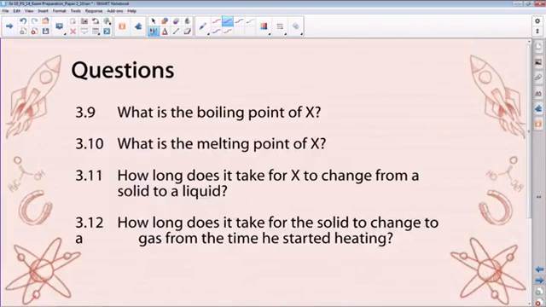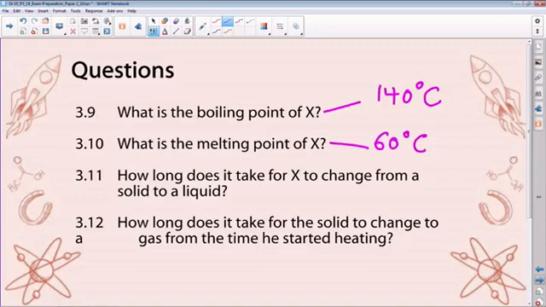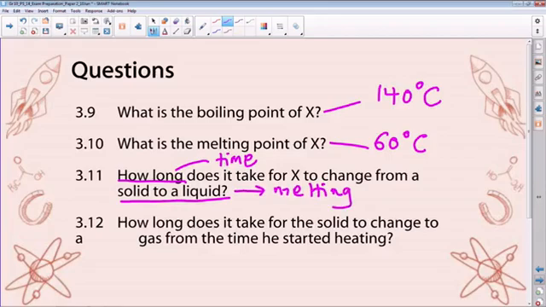If you look at the boiling point, we've already spoken about it. We say it is 140 degrees where the temperature remains constant. And then the melting point, I think we got 60 degrees Celsius. So this is the temperature at which phase changes take place. How long speaks to the time. Does it take X to change from a solid to liquid? What type of phase change is this? This is melting. So we check how long the temperature remained constant.